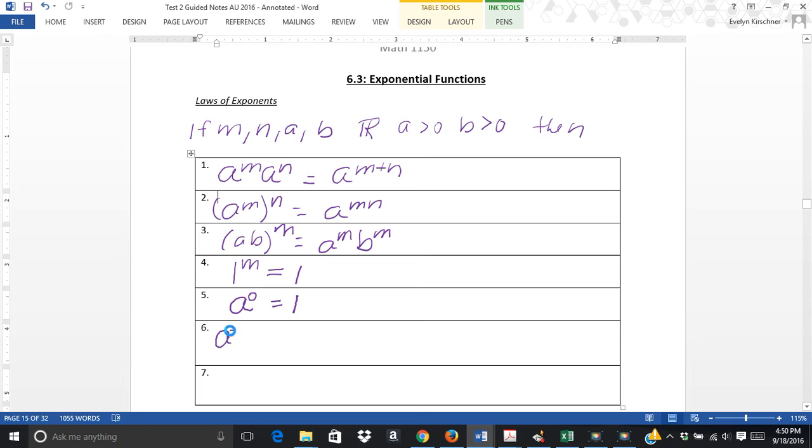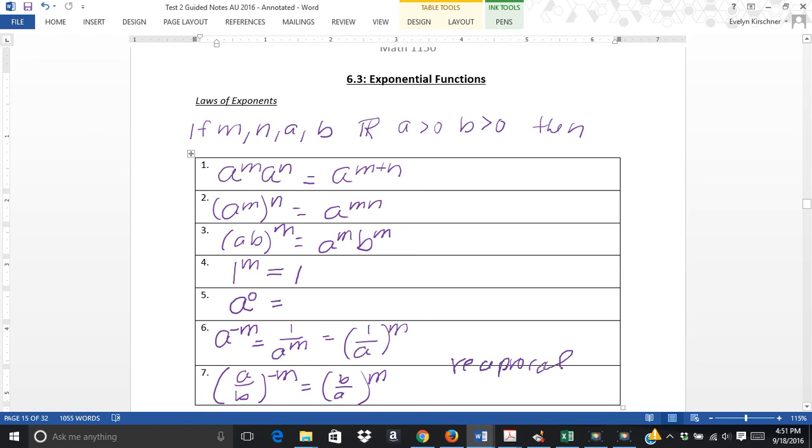If I have a negative exponent, a to the negative m, that's the same as 1 over a to the m. Or I can write it as 1 over a, the whole thing to the mth power. And so to expand on that, if I have a over b to the negative m, it's the same as b over a to the m. So really what the negative exponent is doing is giving you a reciprocal, or making you take the reciprocal.